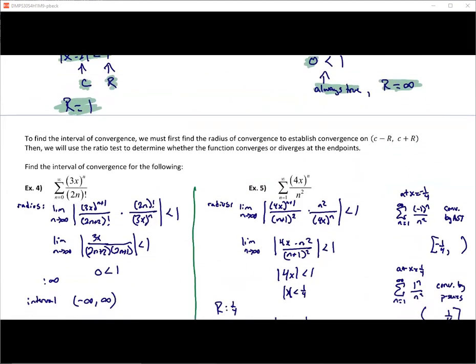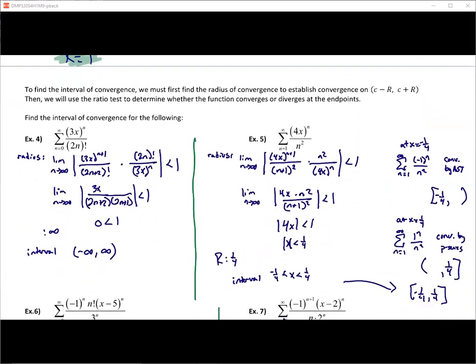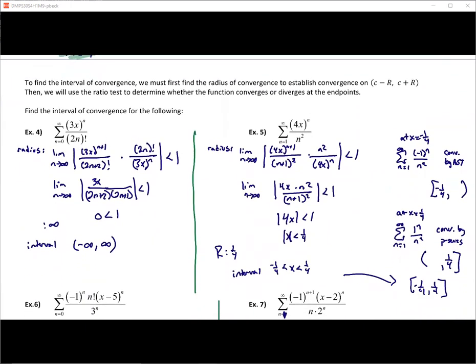We'll learn about that being the sine function a little bit later. Now, if we're going to find the interval of convergence, first thing we have to do is find that radius of convergence. And then once we find our radius, we're going to establish that convergence on the open interval from c minus r to c plus r. Okay, great.